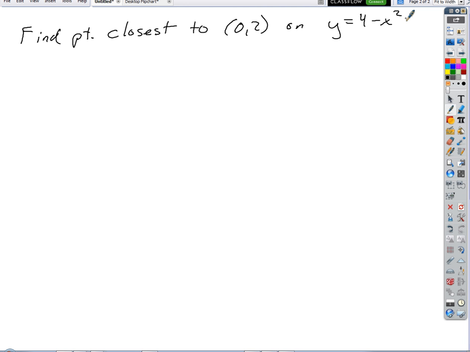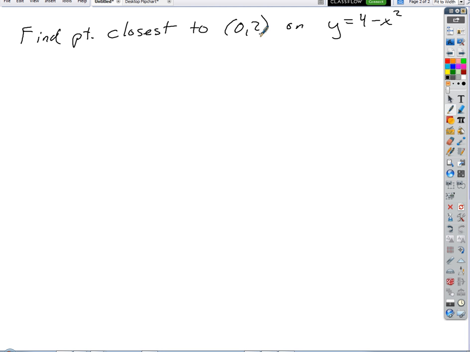So what if we want to find the point on the function y equals 4 minus x squared closest to the point (0, 2)? It would be like sliding a bead along this function. We want to locate the bead where it will be closest to that point. Okay?